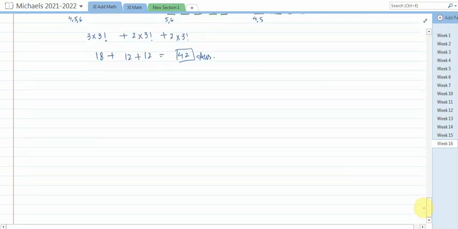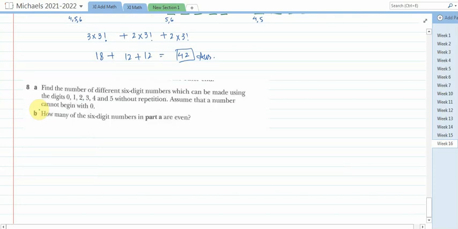After that, moving on to the next one, it's question number 8. Find the number of different 6-digit numbers which can be made using the digits 0, 1, 2, 3, 4, 5 without repetition, assuming that a number cannot begin with 0. For part A, we need to find the number of 6-digit numbers which cannot start with 0. And for part B, how many of the 6-digit numbers in part A are even.